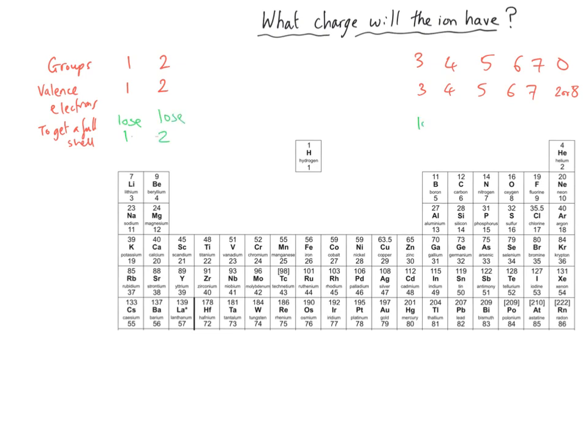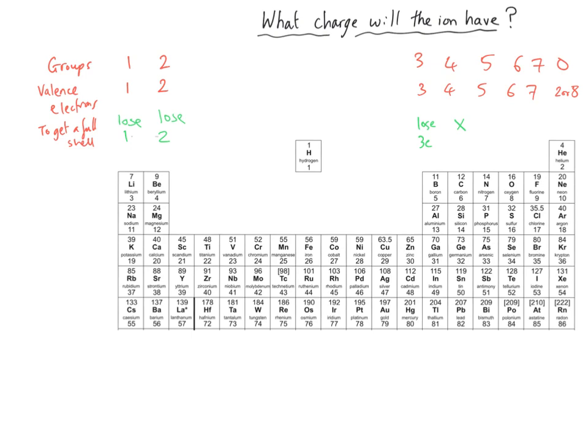Group 3 need to lose 3 electrons. Group 4, now group 4 is weird because gaining 4 electrons and losing 4 electrons, both of those are really difficult to do. So generally they don't form ions, they bond covalently.